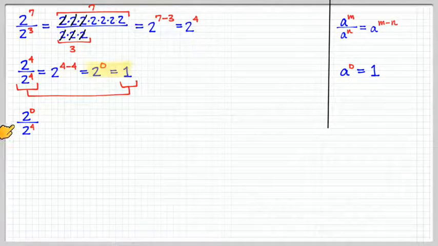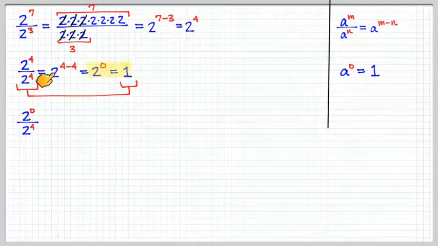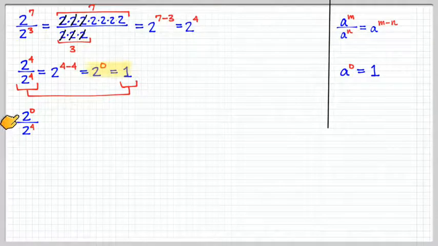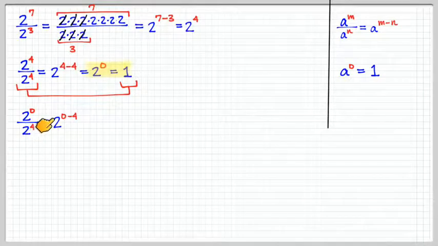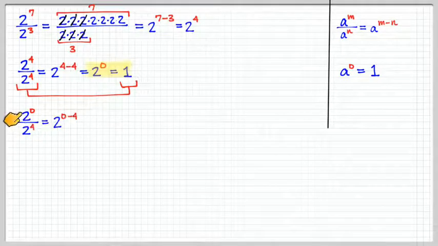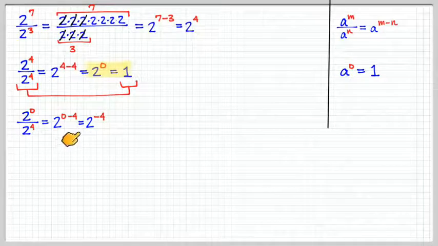Now we have another property. 2 to the 0 divided by 2 to the 4th. Let's, again, use this subtraction property, or this quotient property as I'll call it. We could rewrite this expression right here as 2 to the 0 minus 4, which we can write as 2 to the negative 4.